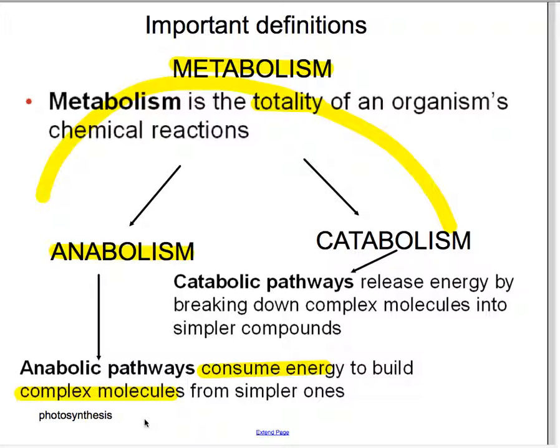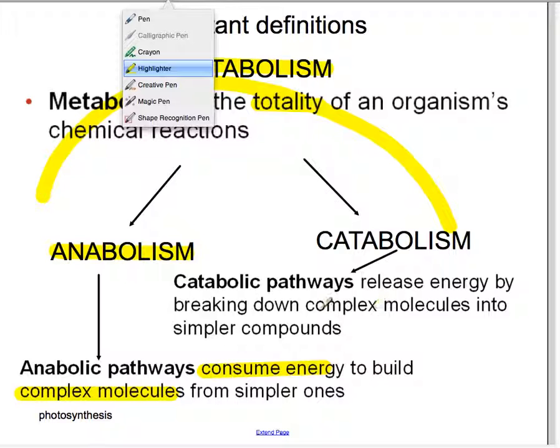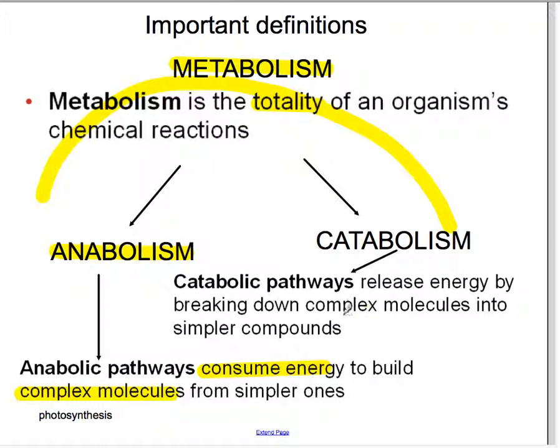Catabolism is the energy pathways where you actually are breaking down complex molecules and turning them into simpler ones. And these complex molecules can become the building blocks for your anabolic reactions. So the breakdown of catabolic products becomes your starting molecules for anabolic pathways.